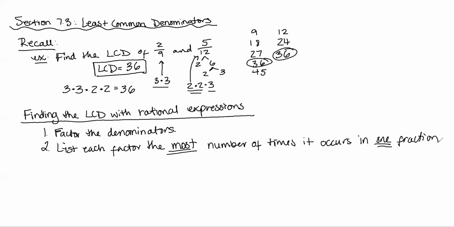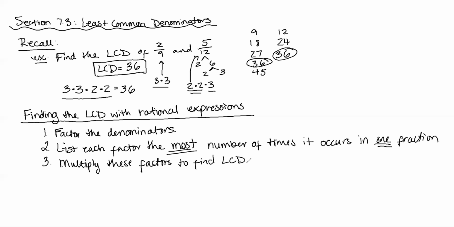So the big thing to keep in mind here is, if we look back at our example with the numbers up here, even though we have three 3s all together, we only want the most number of times each factor occurs in just one of these fractions, not both of them combined. And then lastly, the last thing that we did up here was just multiply those numbers together. That's what we're going to do here. We're going to multiply these factors to find the LCD.